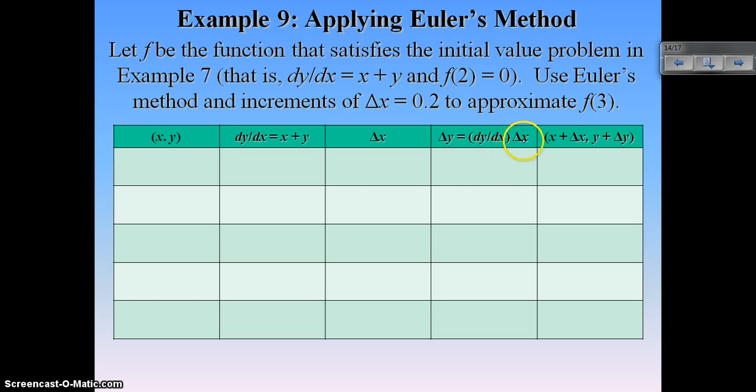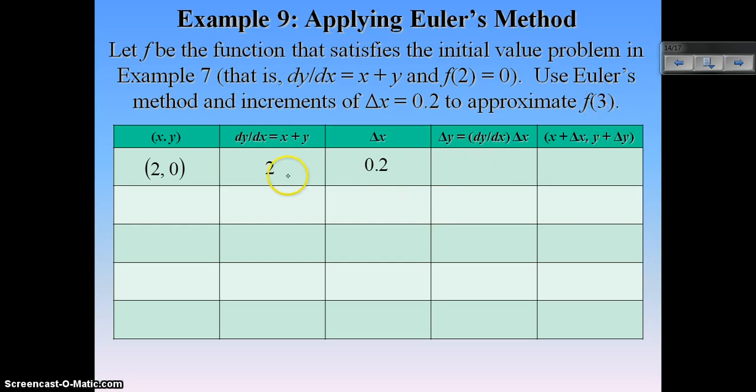So we take the delta x times dy/dx, which is these two things multiplied together. And then what that gives us is an approximation for the next point that we would use, the next linearization point, (x plus delta x, y plus delta y). So we start with (2, 0). x plus y would be 2 plus 0, gives us 2. Now, the delta x here is 0.2. How do I get that? Well, that's given in the problem right here. I'm going by 0.2 increments along the x-axis as I move over all the way up to 3.